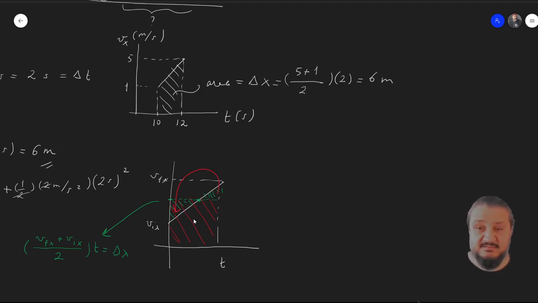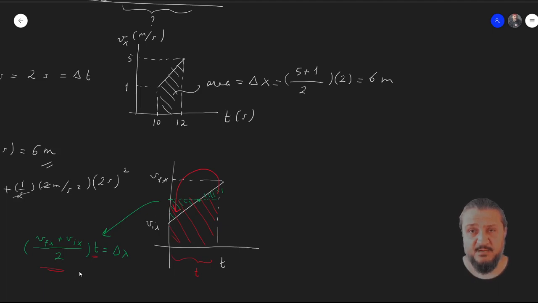And the area of a rectangle is simple. Base times height. So base is t, base times height. Height is this number here. And you get the answer, okay? So everything fits in this picture. Very simple, but very useful at the same time.